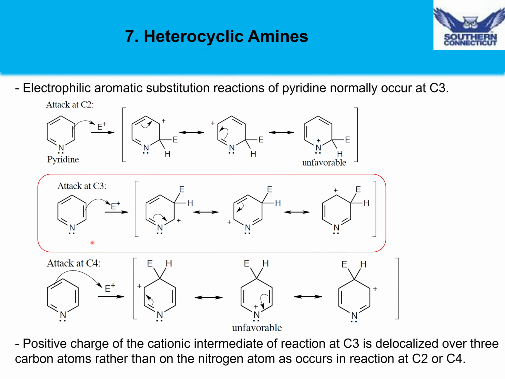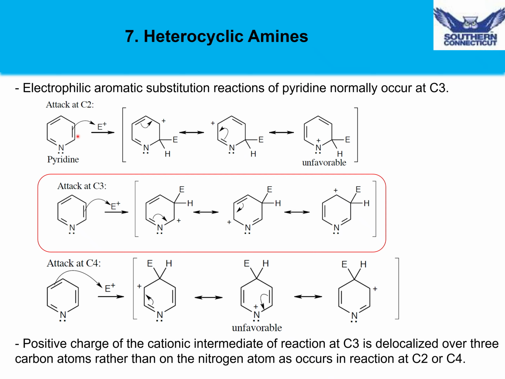Pyridine typically undergoes electrophilic aromatic substitution reactions at the third carbon, which is this one here. The reason for this is once the electrophile adds, we get an intermediate that has 3 resonance structures where the positive charge is always on a carbon, as seen here and here.